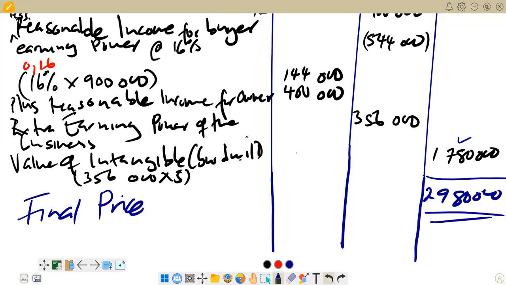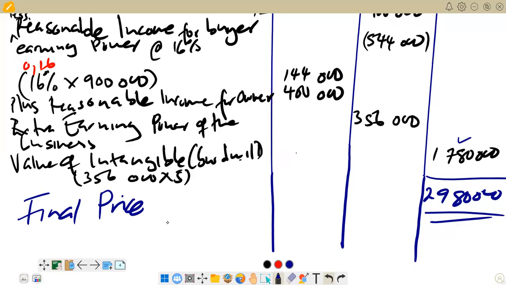So this is what we have there in terms of the calculation of the final price. What is important for you is just to get the formulas for getting these figures or the answers that we are looking for. And on the final price, it's very important to take note that to get the final price, you are aggregating the tangible part and the intangible part, and then you get the final price.